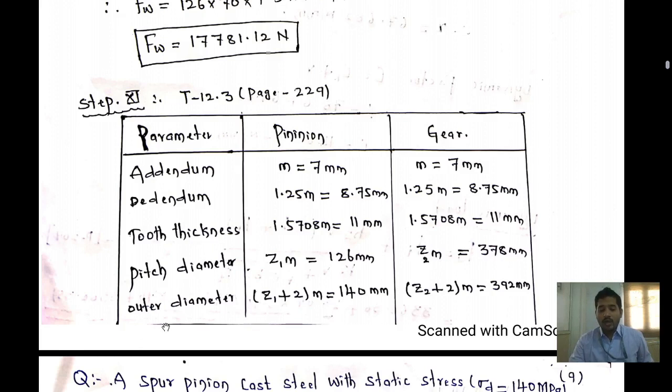After that, we need to find the outer diameter, (Z1 plus 2) into module. If you substitute the values, you will get the pinion outer diameter as 140 mm. Again, the outer diameter of the gear is (Z2 plus 2) into module. If you substitute the values, you will get 392 mm for the outer diameter of the gear. I hope no one has any doubt up to this problem.